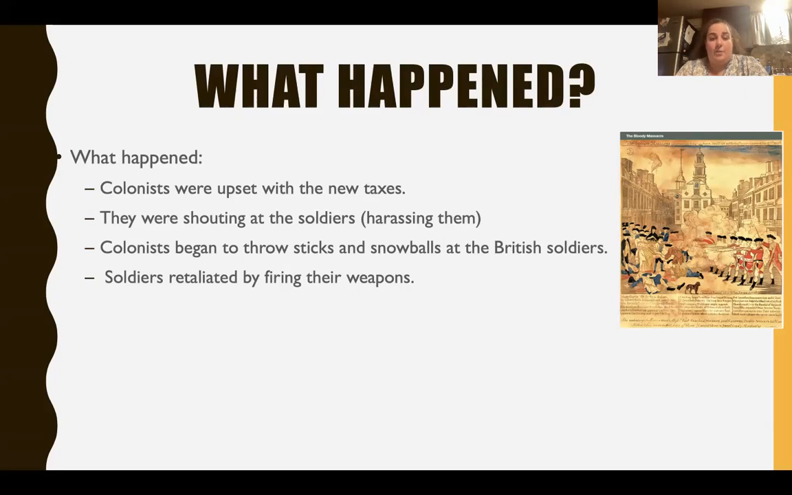So they started shouting at the soldiers. They started harassing them, calling them names and saying they're no good. And ultimately, they picked up sticks and snowballs and started throwing them at the British soldiers. Now, do you think the British soldiers just stood there and took it? No, they were going to retaliate. They retaliated by firing their weapons. So the colonists were protesting as a way of being upset with their taxes, but then their protest became violent.